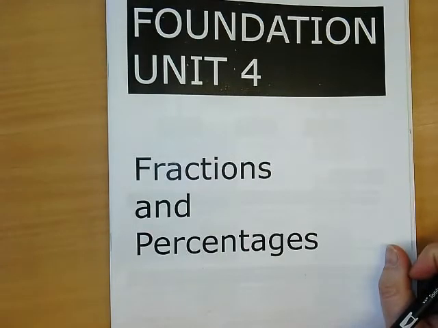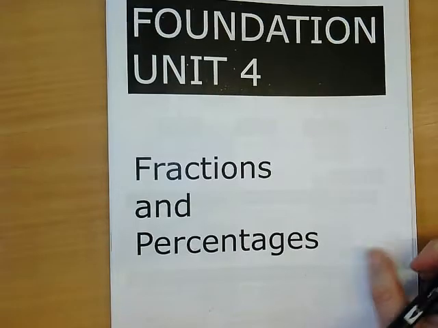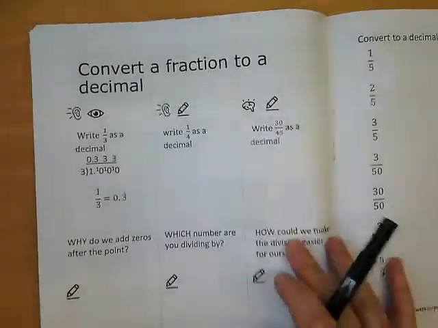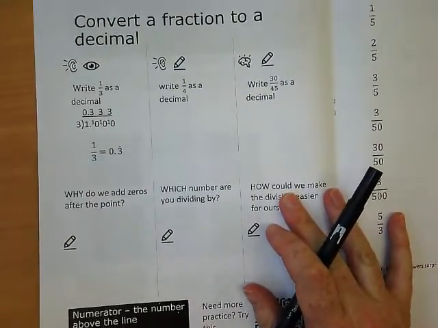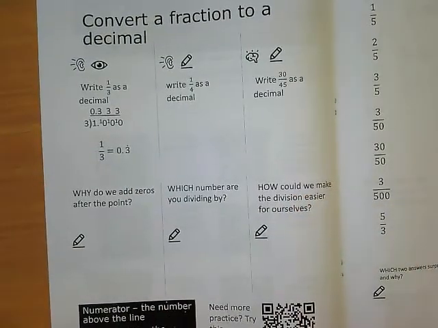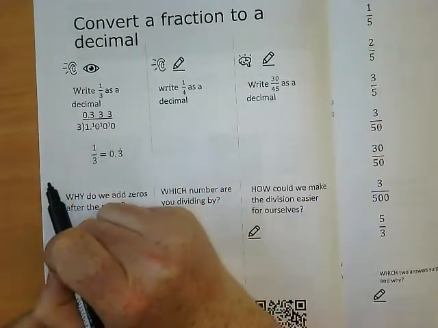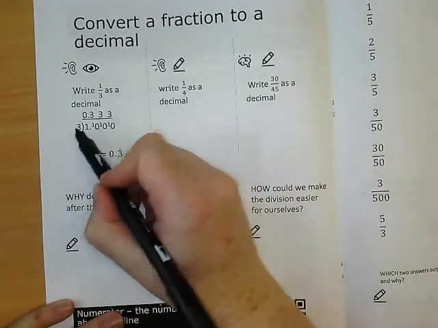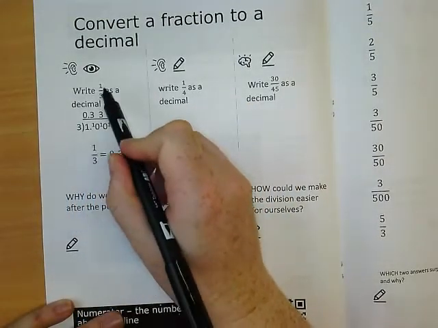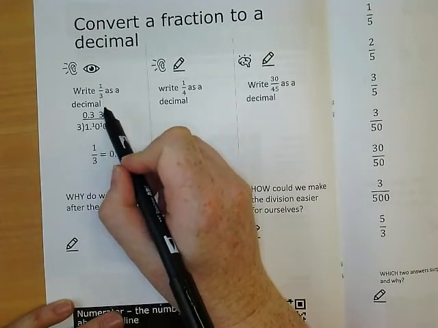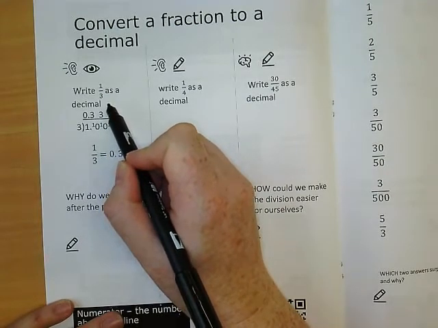Okay, you're going to need the Foundation Unit 4 workbook, and we're turning to convert a fraction to a decimal. So I'm asked to write 1/3 as a decimal. So I'm going to set up using the bus stop method, and I'm going to say how many 3's go into 1, because we know that a fraction is just another way of writing a division.